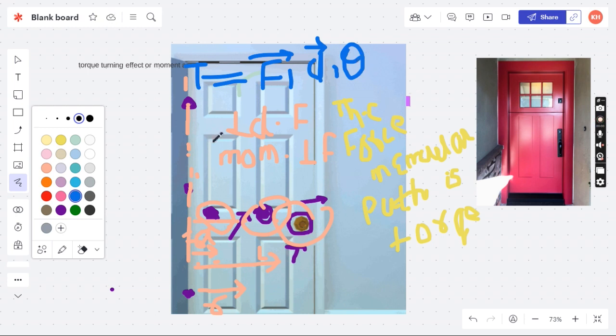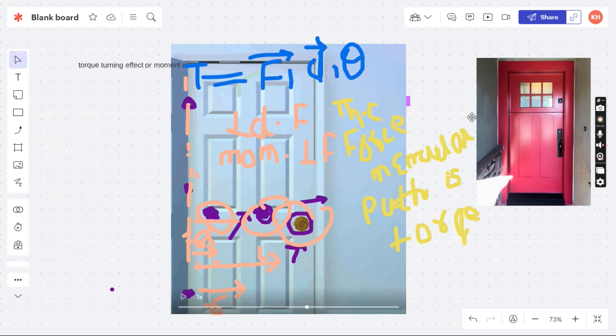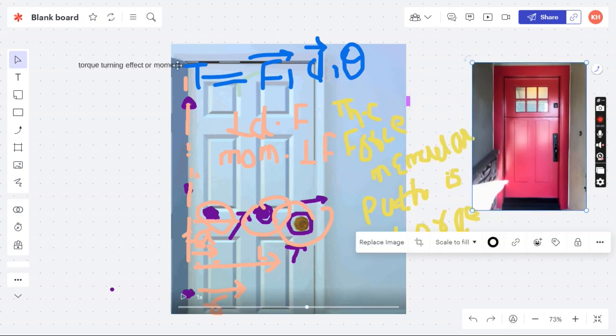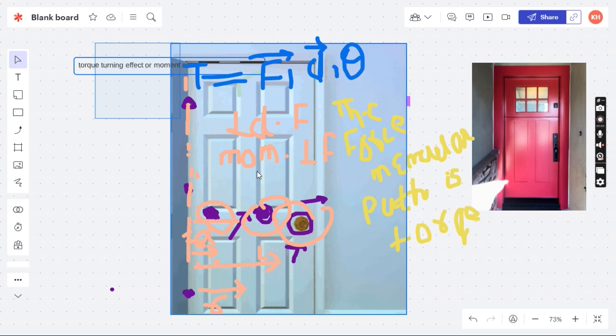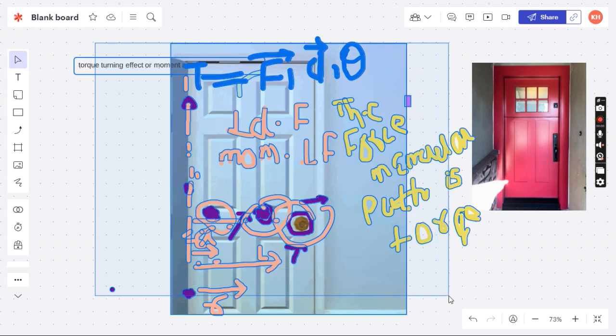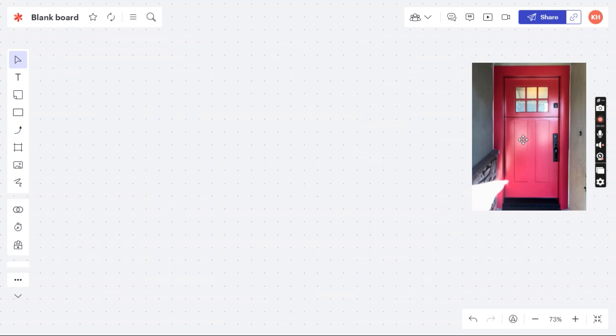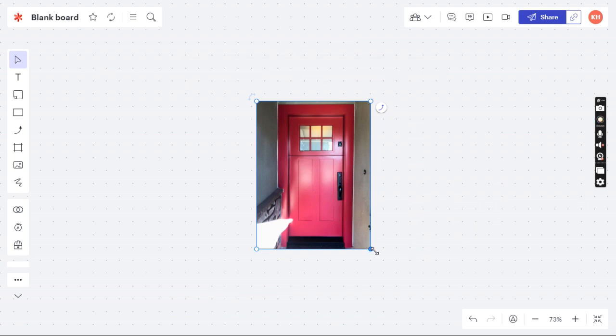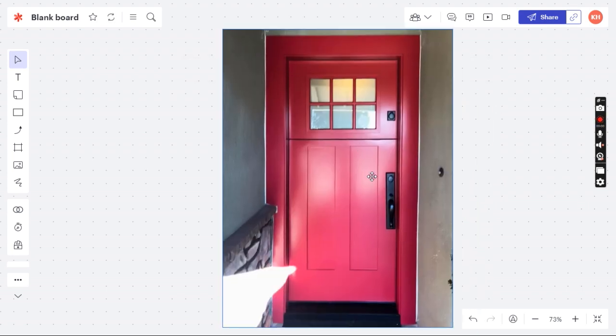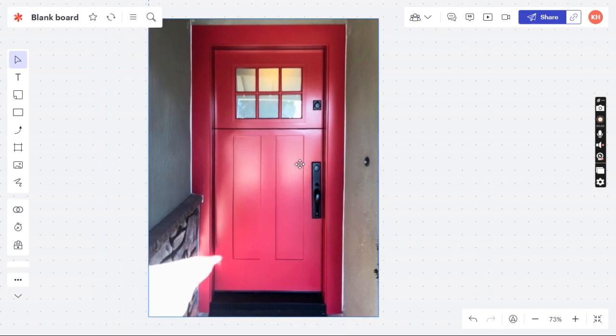So let's take an example of this door as well. Let's bring it here. Let's take it to the other part. Let me move this. So let's see the size. As you can see here.